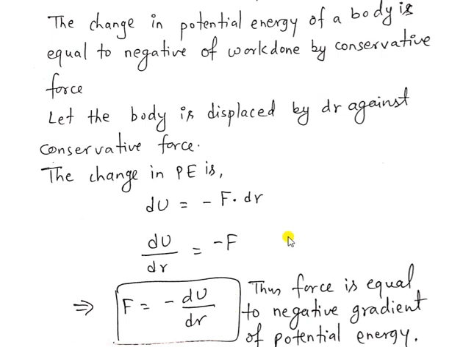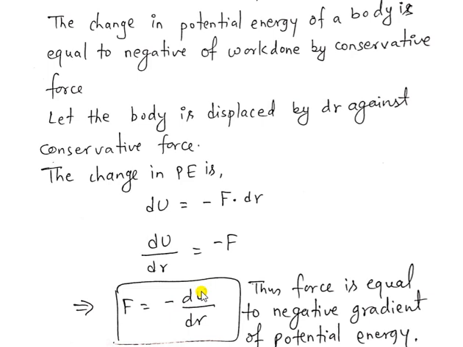If you arrange the terms, you will get F is equal to negative dU divided by dr. So there is a negative sign, and the rate of change of any physical quantity with respect to the distance is always called gradient.